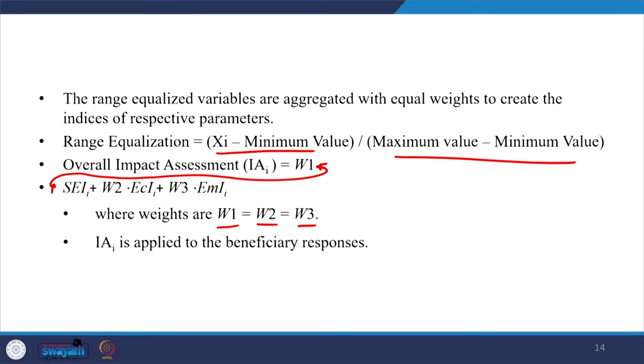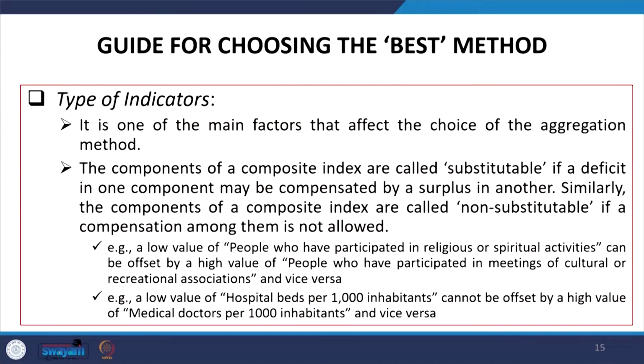Then this impact assessment is applied to the beneficiary responses, to see how much impact has been attached to each of the beneficiaries. We will also give practical handouts here for your better reference. The types of indicators which have been discussed, we will also reiterate. We are now guiding on choosing the best method.